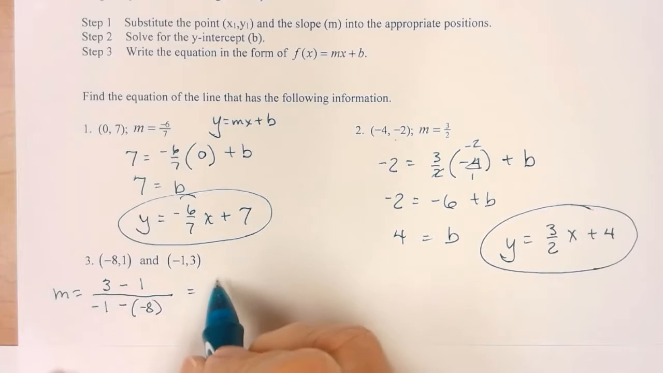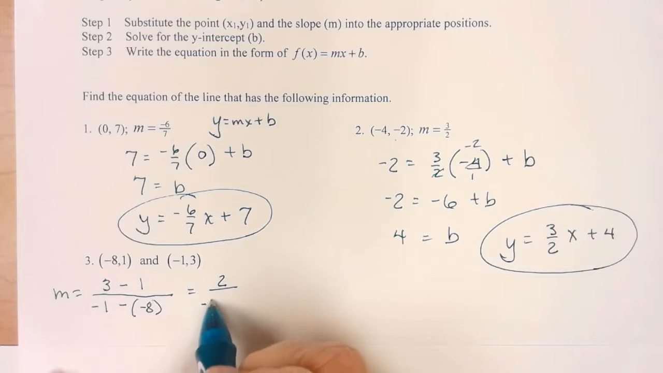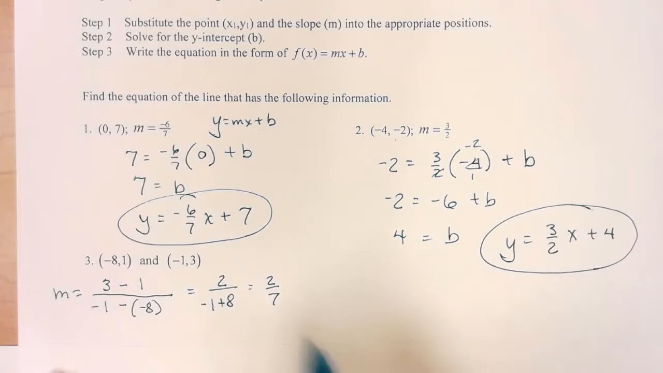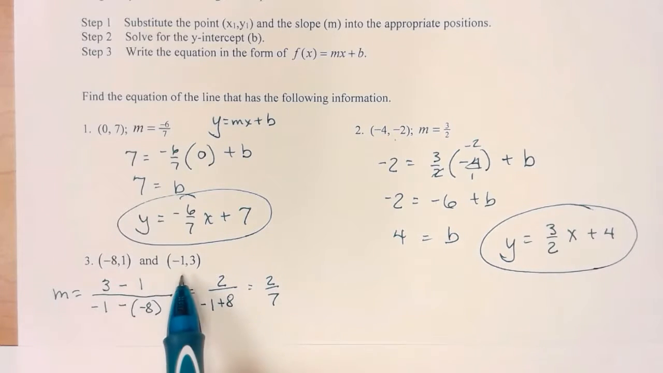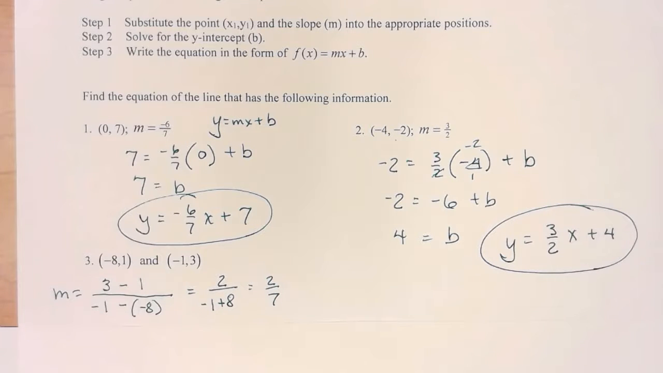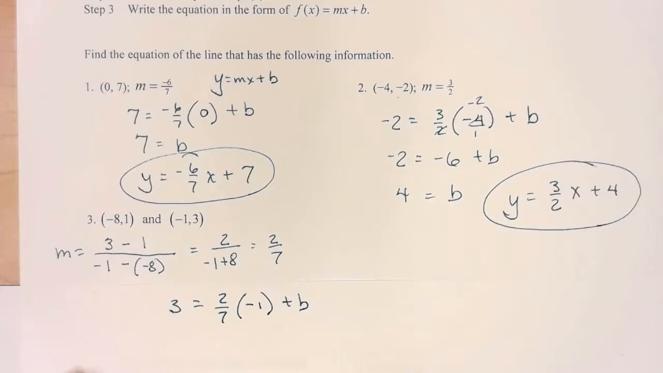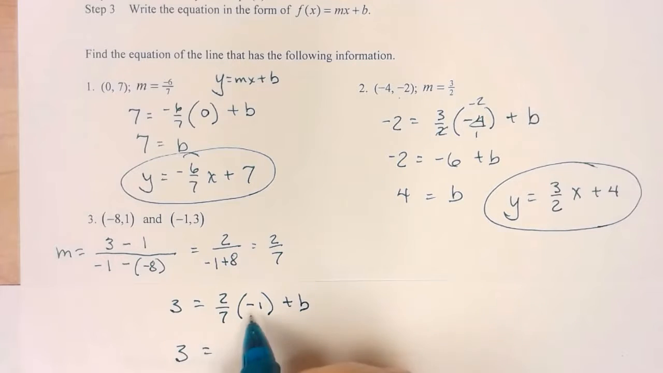Let me clean this up a bit. That's 2 up there. Negative 1 plus 8, that would give me 2/7. So that's my slope. Now which point do I use? Well, it doesn't matter. I usually go with the smallest one just because I like that. So go get my y value, which is 3, slope, x value, plus b. Let's see, it'd give me 3 is equal to a negative 2/7 plus b.